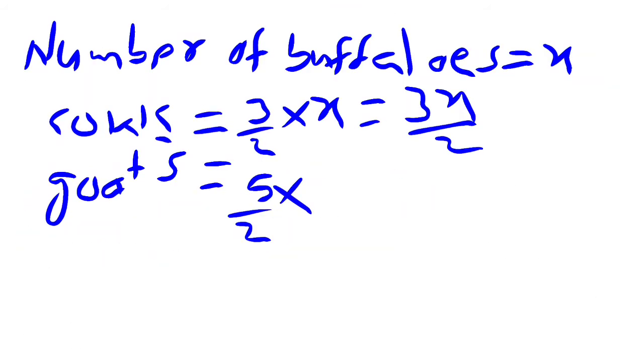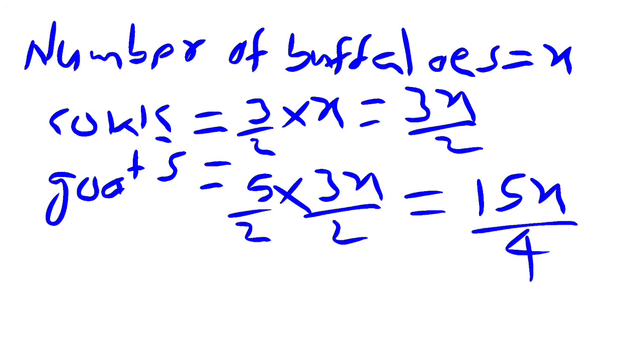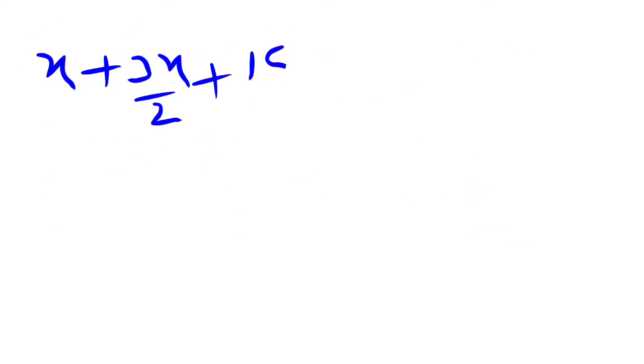But cows equal how much? 3x by 2. Okay. So it equals 5 3s are 15x, 2 2s are 4. So buffaloes x, next cows 3x by 2 and goats 15x by 4. So let's add them: buffaloes x plus cows 3x by 2 plus goats 15x by 4.